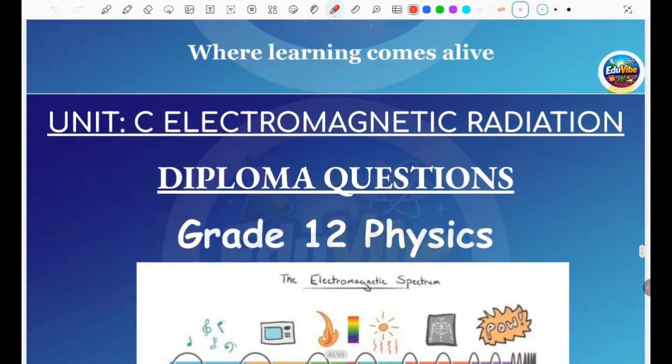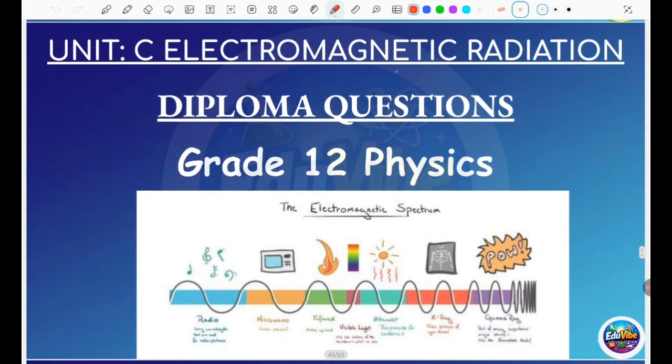In today's lesson, we are doing the diploma questions of the electromagnetic radiations. As you all know, we completed Unit C, electromagnetic radiations. Now we end that unit with the diploma questions, which are the questions from the diplomas. So we have these questions from this unit.